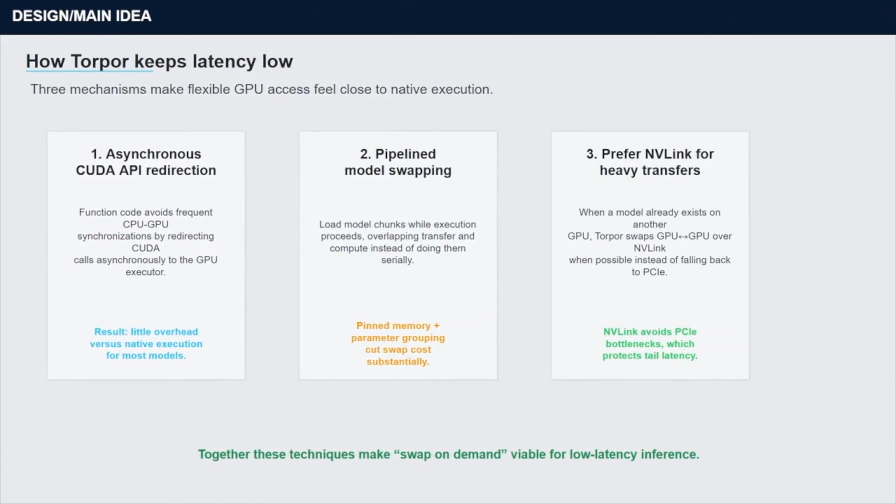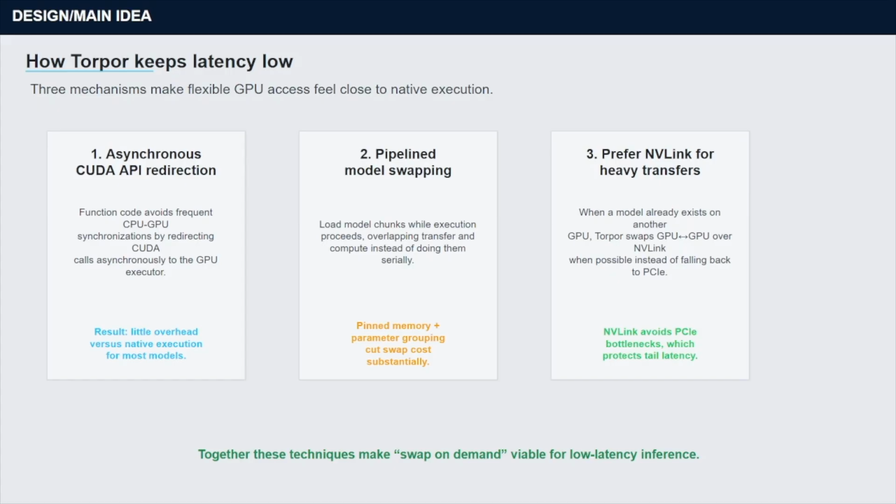How Torpor keeps latency low. It has three mechanisms which make flexible GPU access feel close to native execution. The first is asynchronous CUDA API redirection. The function code avoids frequent CPU-GPU synchronizations by redirecting CUDA calls asynchronously to the GPU executor. And the result is there's little overhead versus native execution for most models.